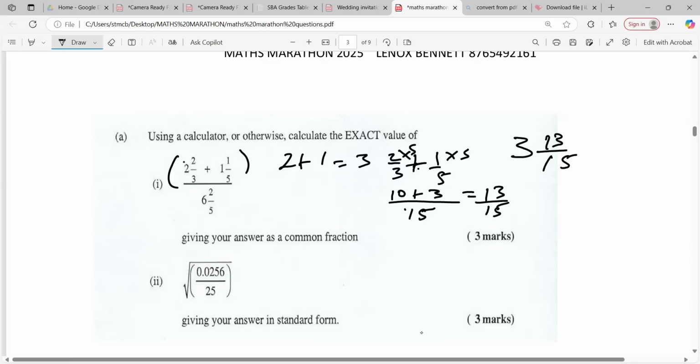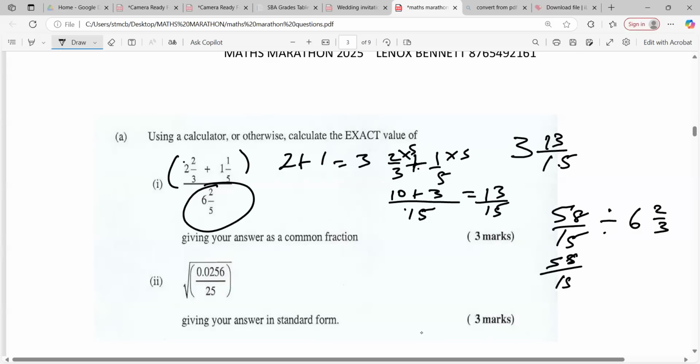So if we convert that, 45 plus 13, that's 58. So that part here works out to 58 over 15, and we divide it by this. So we divide it by 6 and 2/5. So 58 over 15. 6 3s, rather, 18 plus the 2. Oh, 5 here, so 6 5s are 30, and that's 32 over 5. My bad.